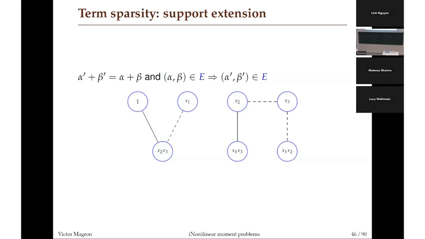Okay, so at the beginning, when you build the very first graph, you don't see this. But when you do this chordal extension step, then you need to make sure that all the support extension is satisfied. So here, for instance, you have to add an edge between x2 and x3 because there is one between 1 and x2, x3. So the product x2, x3 has to be there. Okay, so that's how we will get more and more edges.